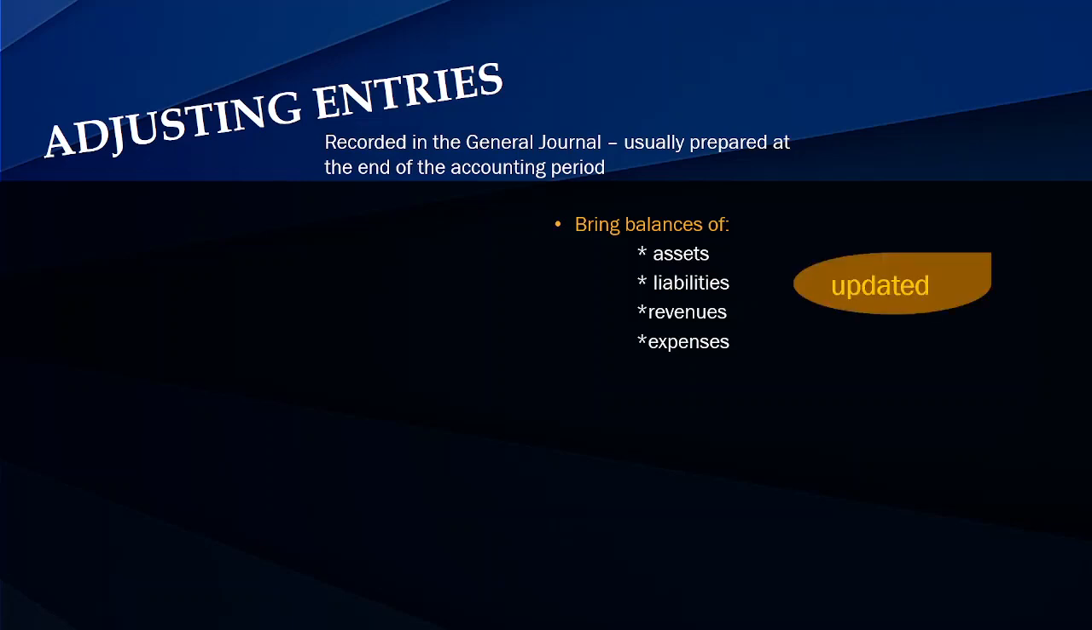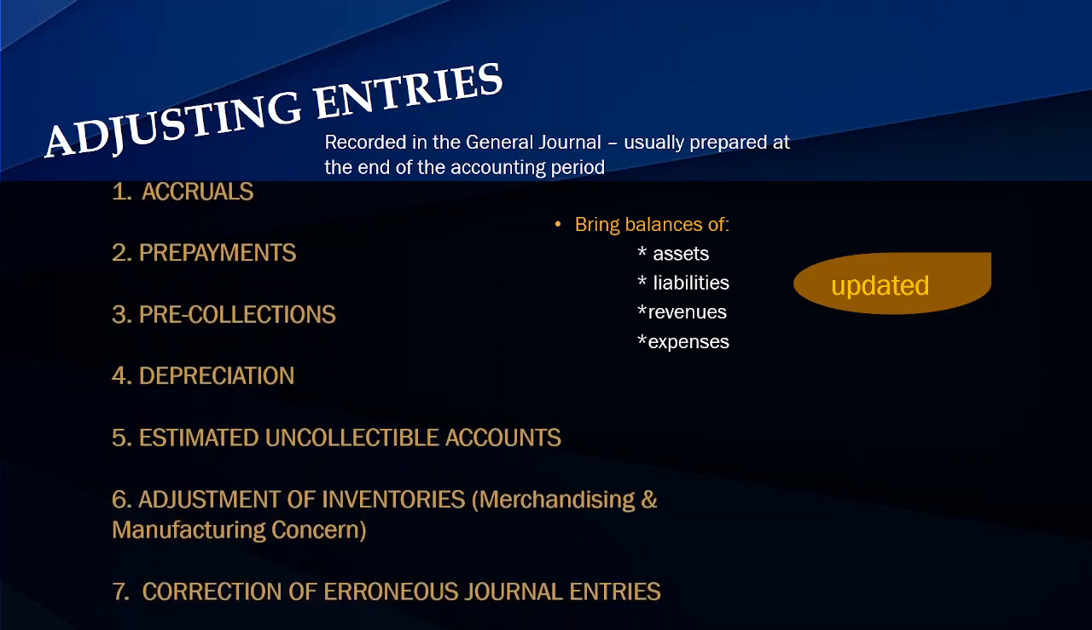We have various types of adjusting entries such as the following: accruals, prepayments of expenses, pre-collections of income, provision of depreciation for property, plant and equipment, or what we call the fixed assets, adjustment of inventories, which is typical under merchandising and manufacturing concerns, and lastly, correction of erroneous journal entries.